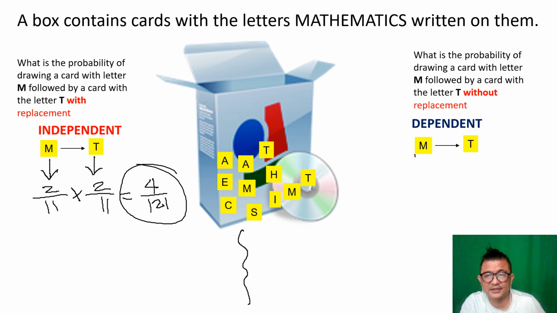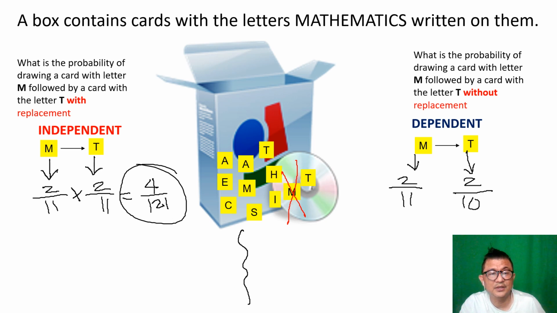Now, let's try the dependent. The probability of getting an M, just like before, 2 out of 11. So, assuming that we took one of the M, not both, just one, how many T's are there? 1, 2. Yes, it's still going to be a 2. So I put a 2 over here. But my total below will not be 11 anymore. What would it be? Let's count, 1, 2, 3, 4, 5, 6, 7, 8, 9, 10. Because you're assuming that M was taken away, out of 10.